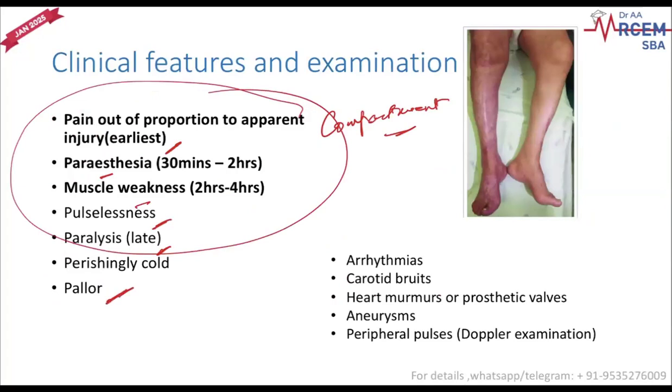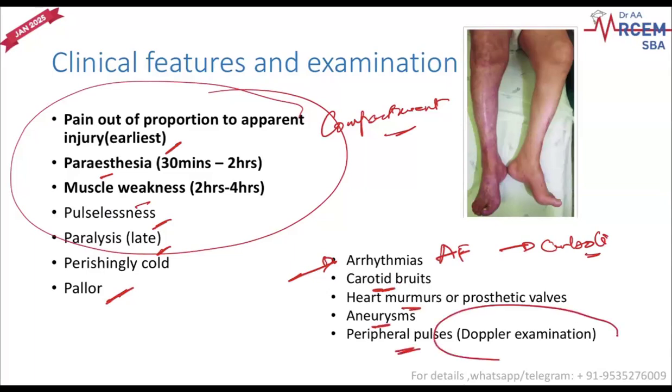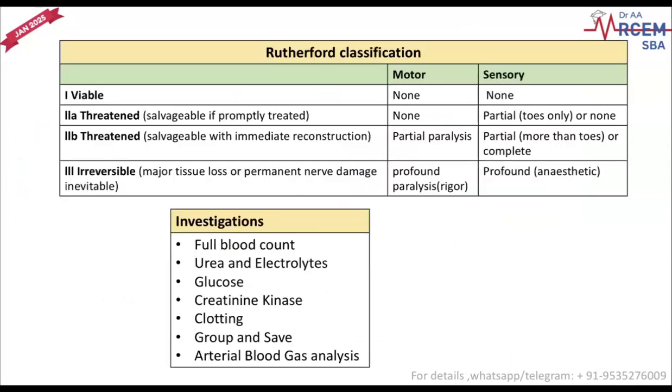While you're examining, it's a good habit to look for any arrhythmias he is having, for example AF, which is throwing out emboli and causing the acute limb ischemia. Look for carotid bruit too, as atherosclerotic disease in the carotids can also throw out emboli. Document all these things, a heart murmur, or whether an aneurysm is already present. If you're not able to feel peripheral pulses, confirm with a handheld Doppler at the bedside.